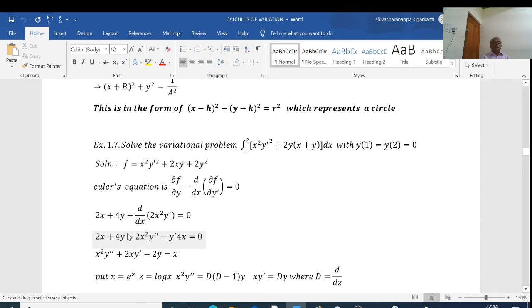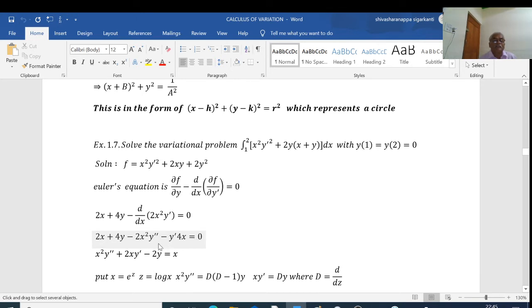So that is 2x plus 4y minus d by dx of this quantity. I have to differentiate this with respect to x, taking 2x square as the first function and y dash as the second function. Then we get first function 2x square into derivative of y dash, which is y double dash. Next, plus, and here minus is there, therefore I have to write minus. Minus into plus is minus. Second function is y dash into derivative of first. Derivative of 2x square is 4x, is equal to 0.